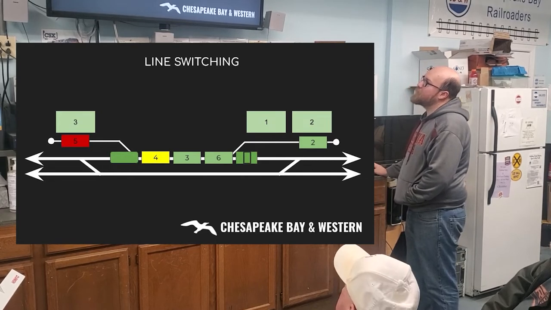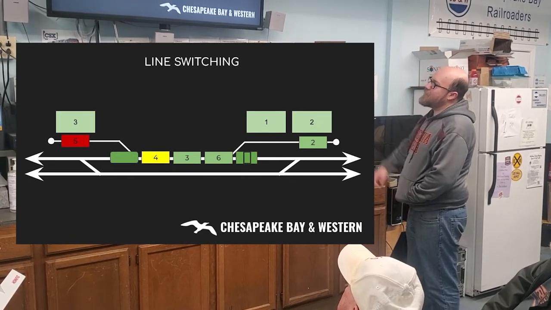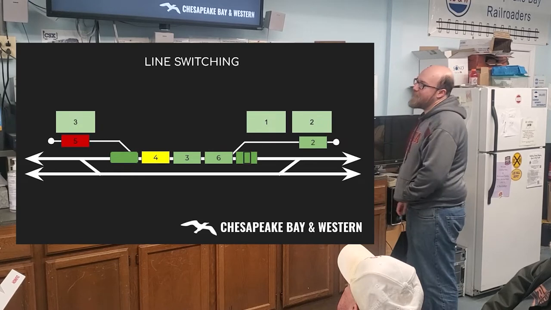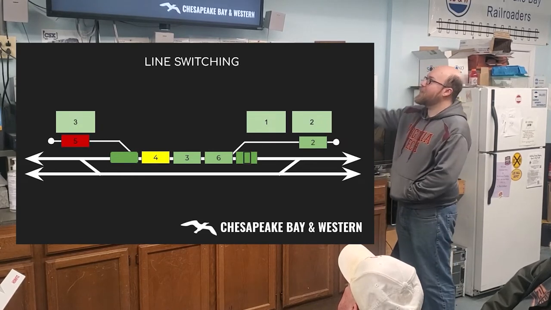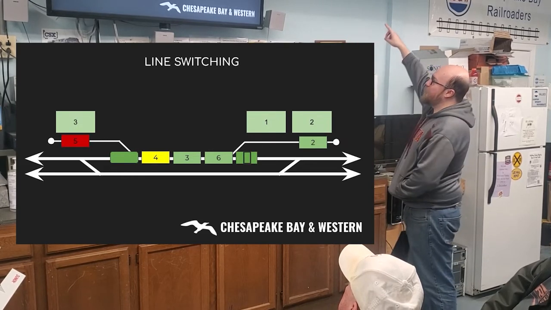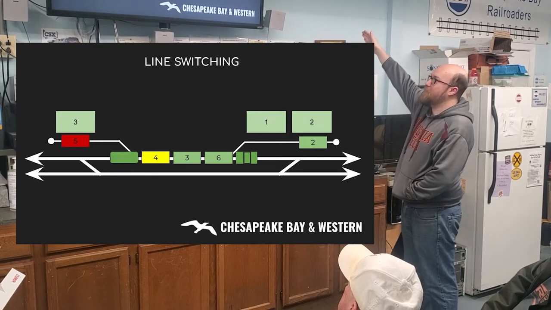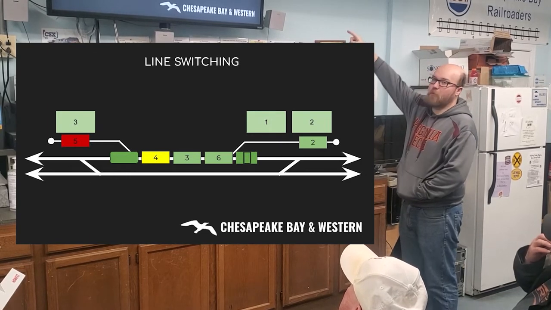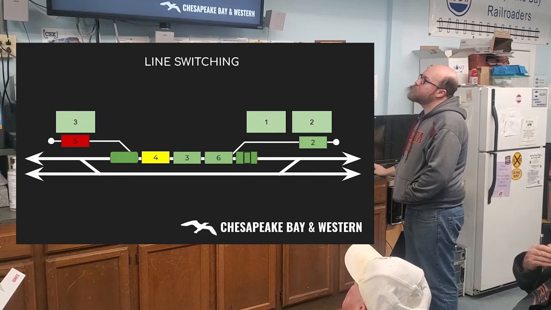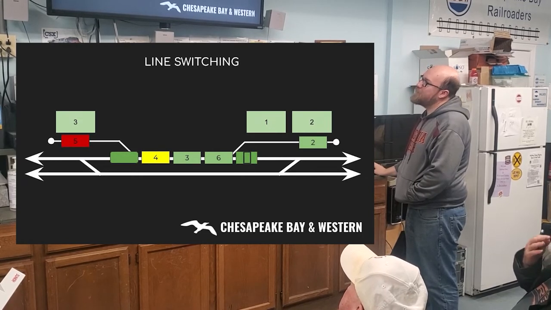So here's how a runaround works. Train pulls in. You have to make sure that all the train fits in between your two runaround switches. If not, you'll have to leave a portion of your train out past the runaround and make sure you have enough room to actually pull your engine in. So once that happens, you decouple.